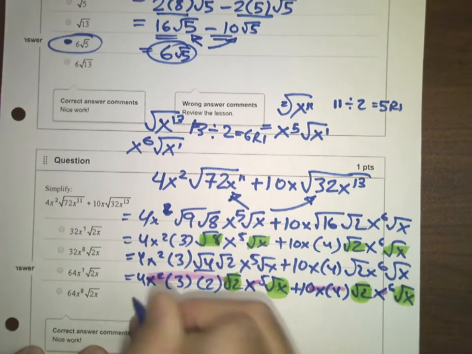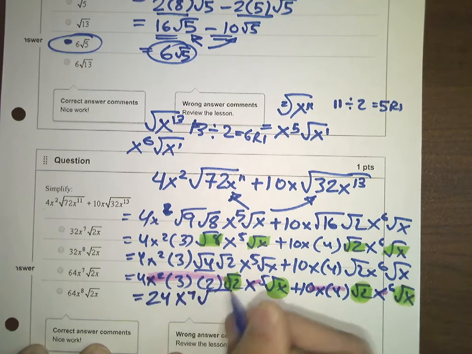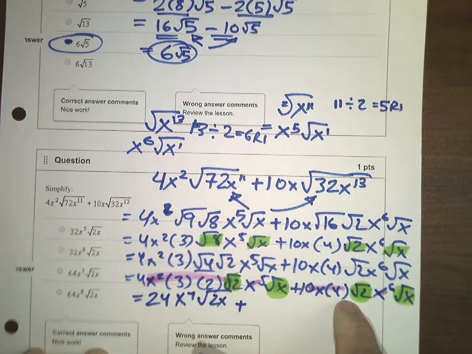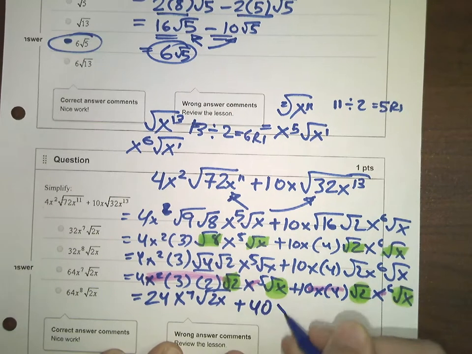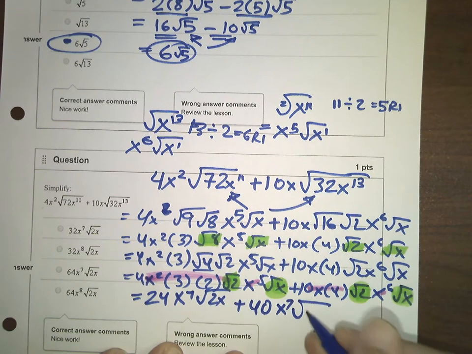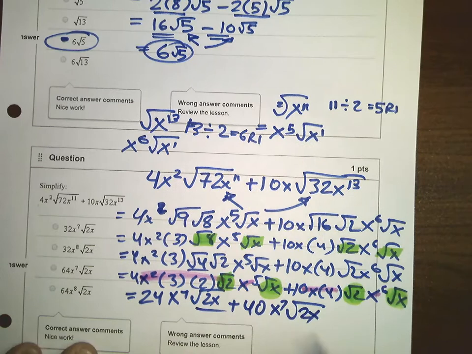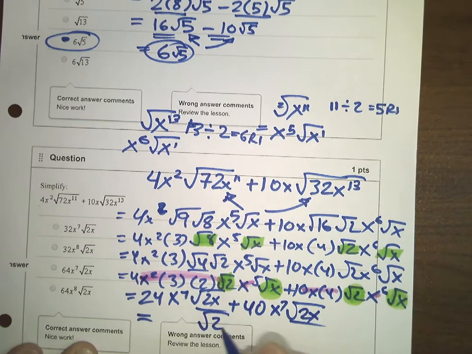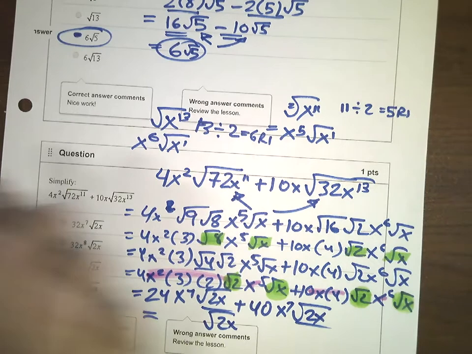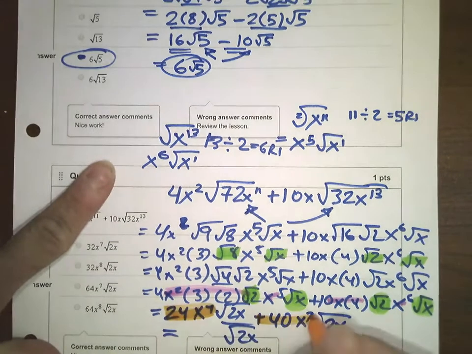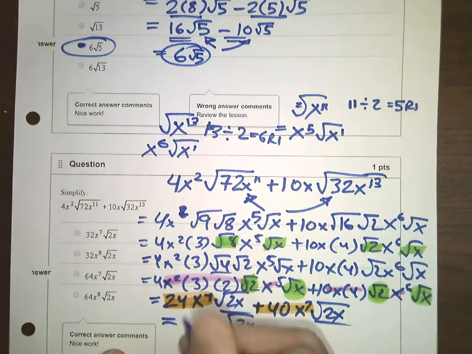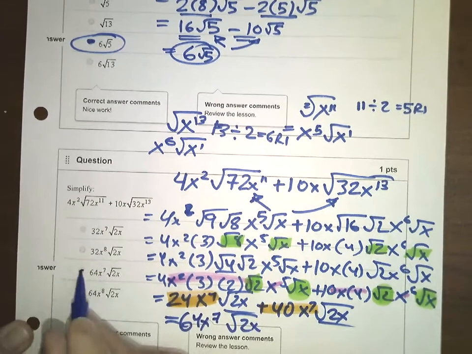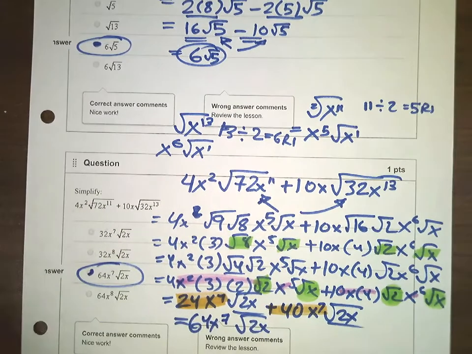24x to the 7th, and then square root of 2x plus 10x times 4 is 40x, and then times x to the 6 is 40x to the 7th, so 40x to the 7th square root of 2x. So then these are the same radical here, square root of 2x, and then I can just go ahead and do the addition here. So 24x to the 7th plus 40x to the 7th is 64x to the 7th. And that's what I have right here. There's my answer. What a time to be alive.